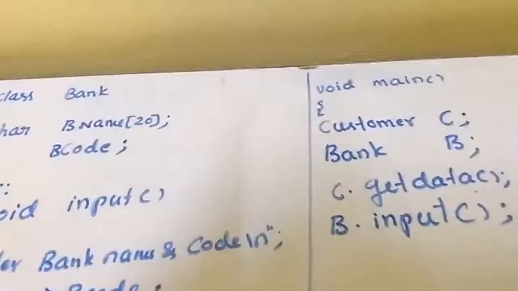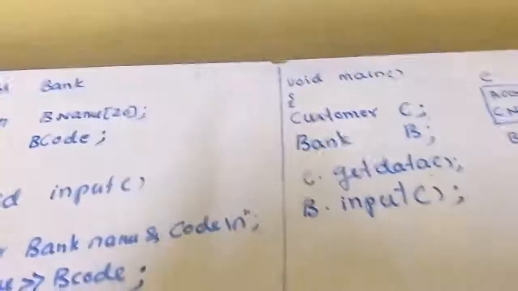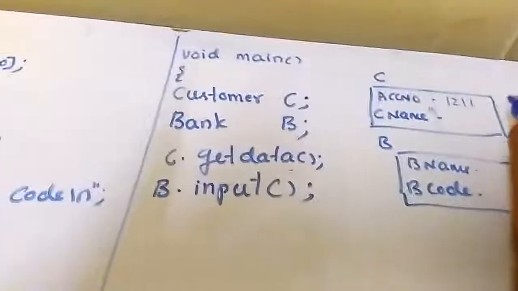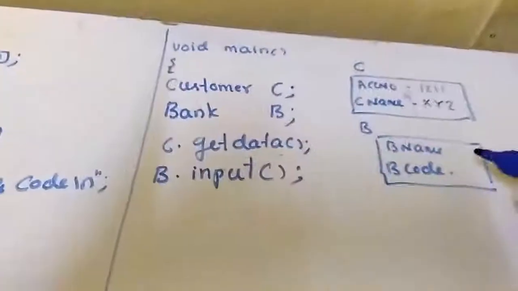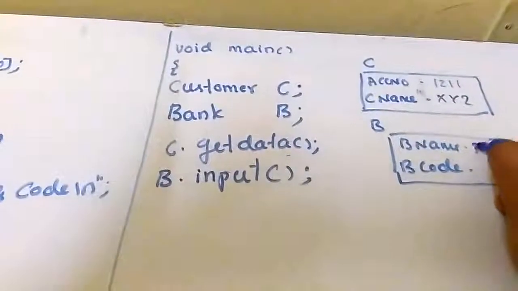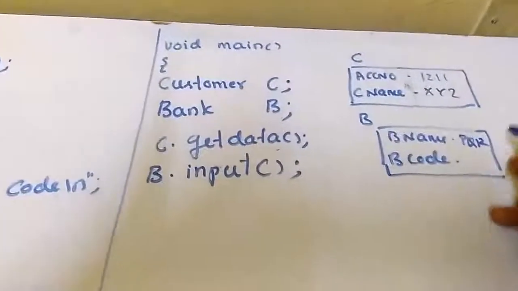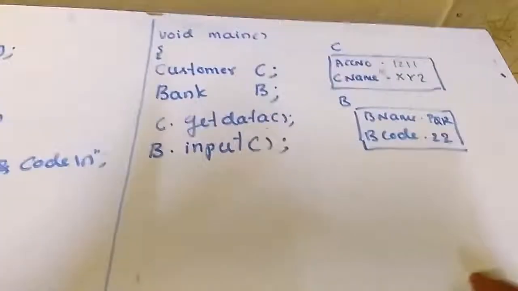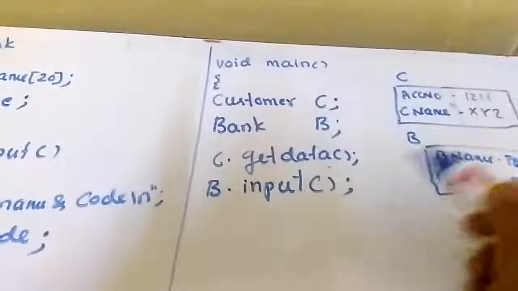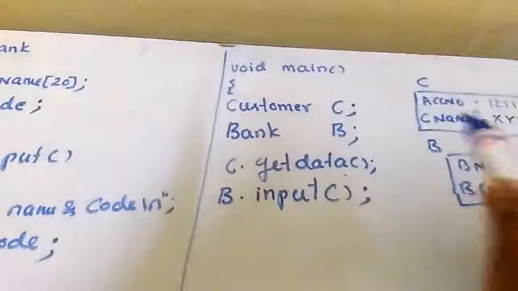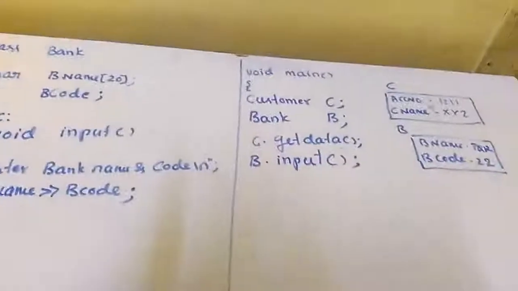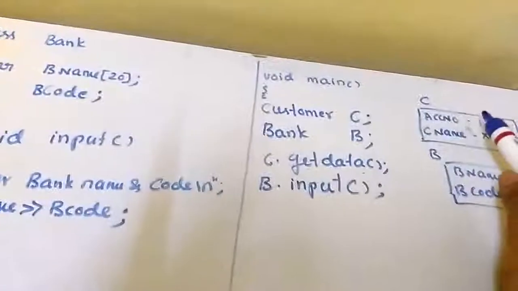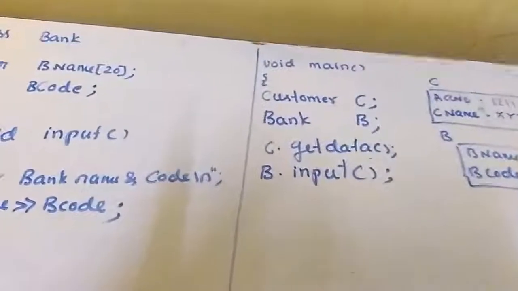Let us assume account number 1211, customer name XYZ, branch name PQR, and branch code 22. These are the data. Whenever we call this function, it reads data into these variables, these objects. Now the task is we are going to display contents of object C and object B from a common function called display.